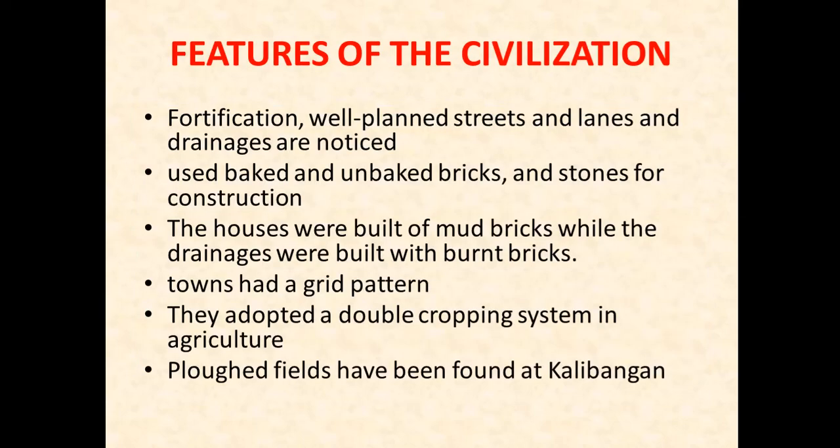Main features of the Indus Valley civilization: fortification. Well-planned streets, lanes and drainages are noticed in the civilization. The people used baked and unbaked bricks and also stones for the construction of buildings. The houses were built of mud bricks, while the drainages were built with burnt bricks. Towns had a grid pattern.